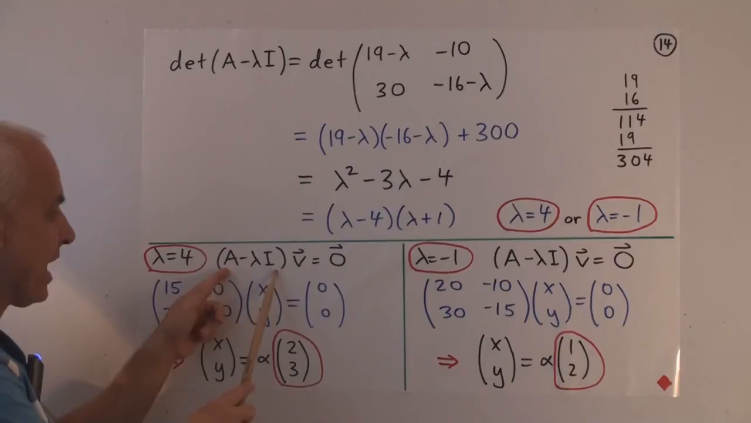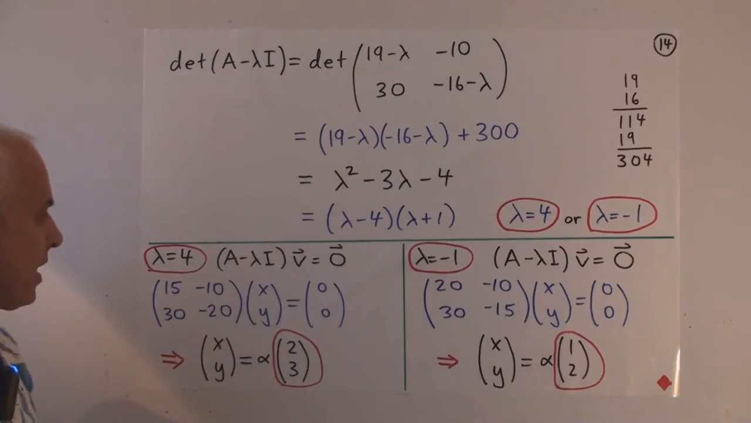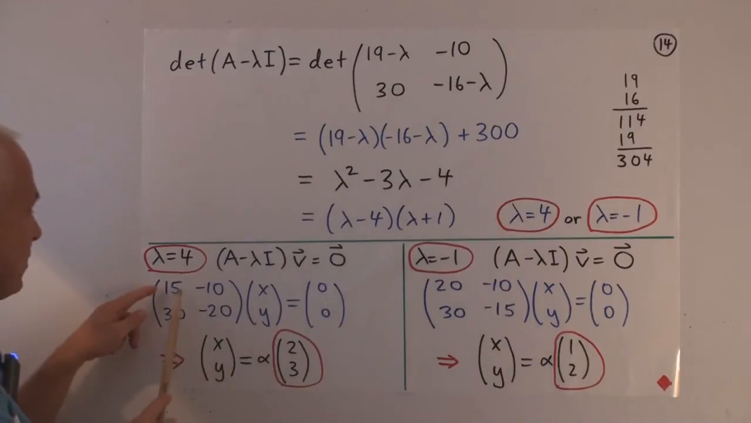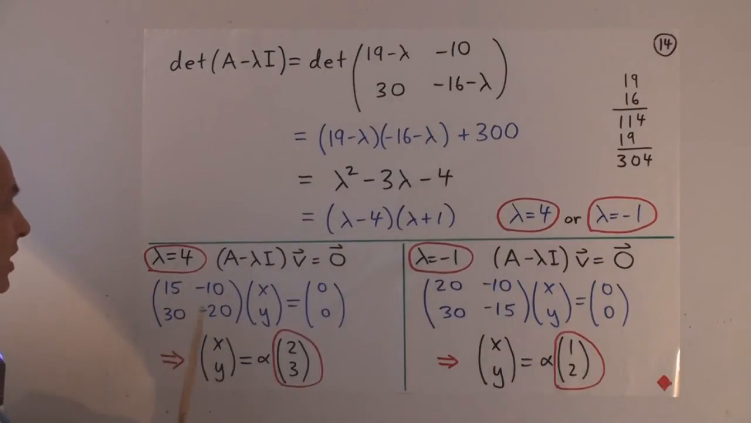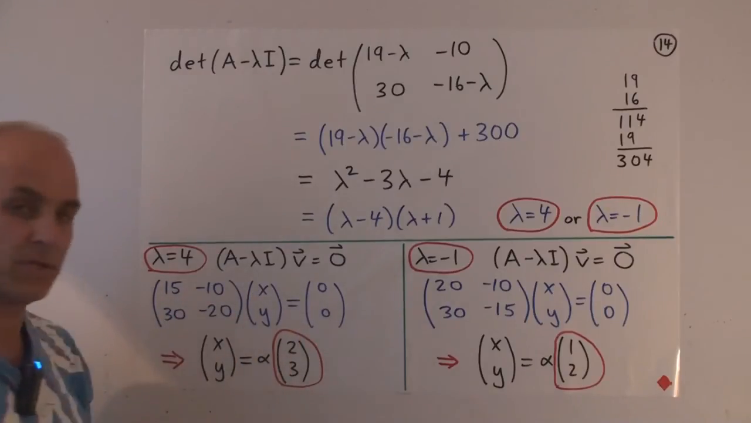We have (A minus lambda I) times V equals 0. V is the vector (x, y), and lambda happens to be 4. So A minus 4I, you just plug in 4 here, and you get the matrix 15, minus 10, 30, and minus 20. That times (x, y) equals (0, 0).